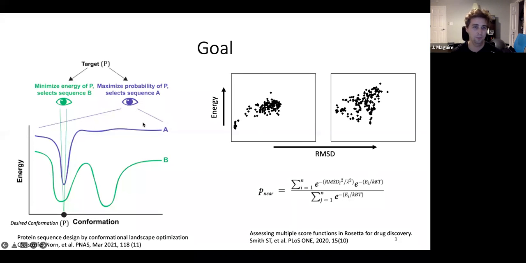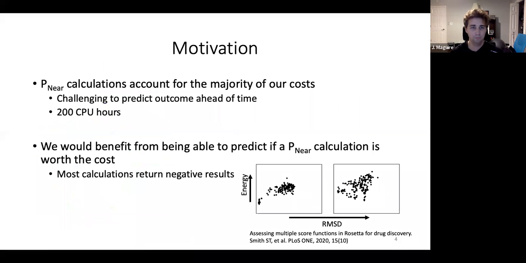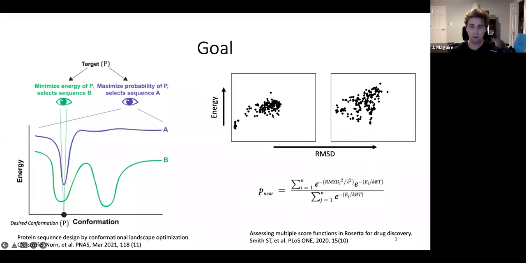I think, Sergey, you shared this: when you actually want to design a sequence for a conformation, you have to consider all possible states to make sure that you don't actually design a competing state. So this is all background. If there are questions, I'm happy to address them, but I consider this just motivation for the project.